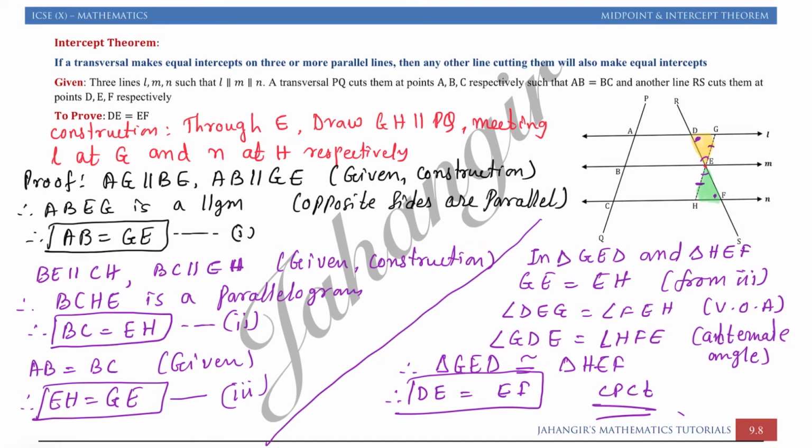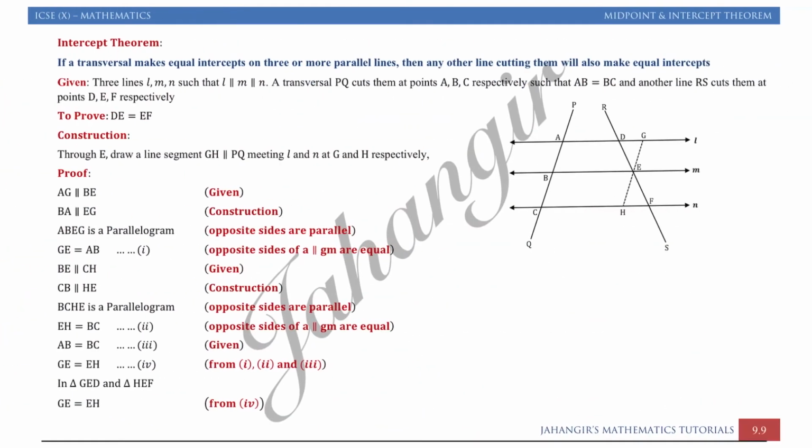So we can say if a transversal makes equal intercepts on 3 or more parallel lines, then any other line cutting them will also make equal intercepts. So in short, L, M, N are parallel to each other. PQ cuts L, M, N at A, B and C such that AB is equal to BC. So therefore any other line RS, when it cuts lines L, M, N at D, E, F, we can say DE is equal to EF. A transversal is the line which cuts the parallel lines. Go through this part.